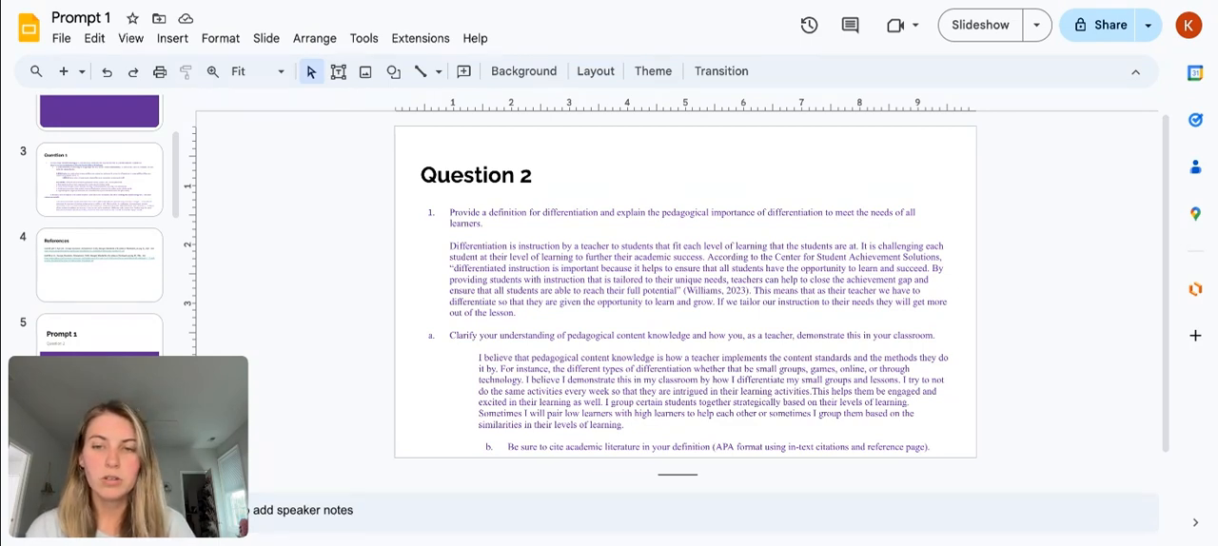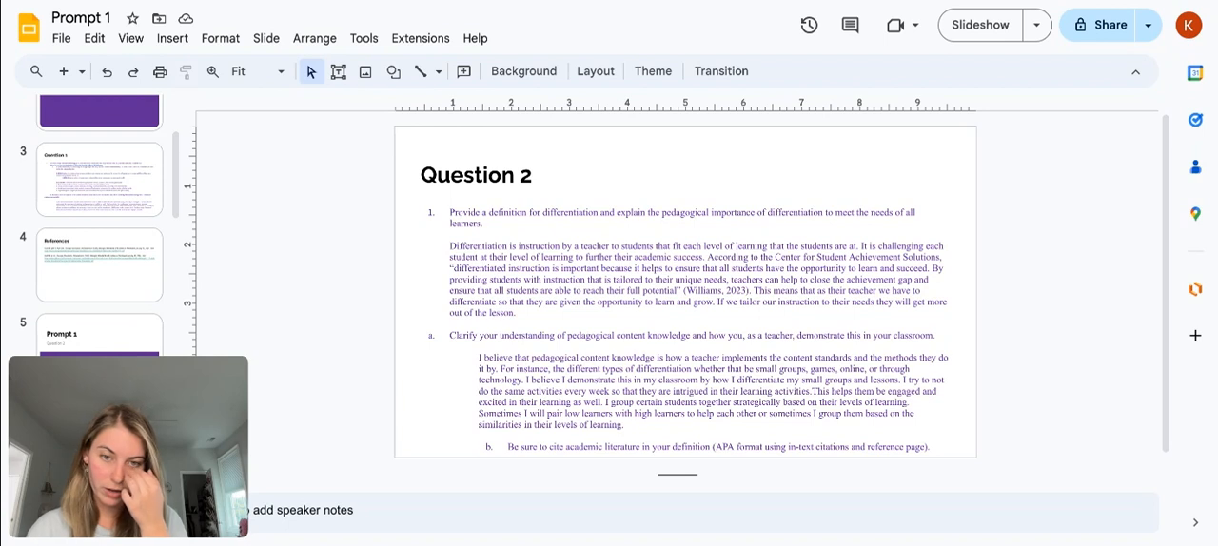According to the Center for Student Achievement Solutions, differentiated instruction is important because it helps to ensure that all students have the opportunity to learn and succeed. By providing students with instruction that is tailored to their unique needs, teachers can help to close the achievement gap and ensure that all students are able to reach their full potential. This means that as their teacher, we have to differentiate so that they are given the opportunity to learn and grow. If we tailor our instruction to their needs, they will get more out of the lesson.